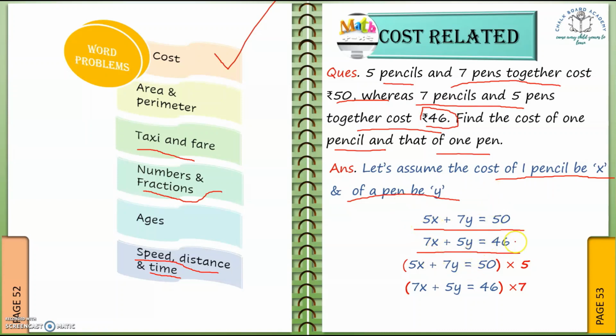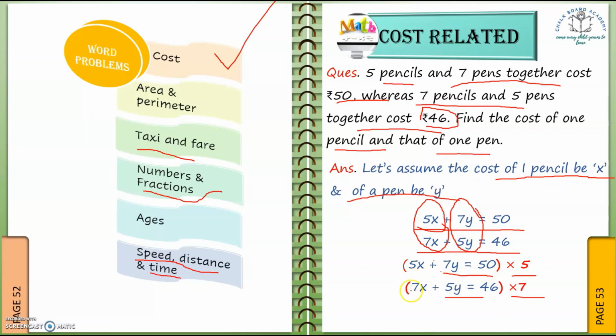So here I am going to use the elimination method. So we are going to make the y variable equal in both the two cases. For the first equation I will be multiplying it by 5, and the second equation will be multiplied by 7. So after multiplying, 5 multiplied by 5 is 25, 5 sevens are 35, and 5 multiplied by 50 is equal to 250.